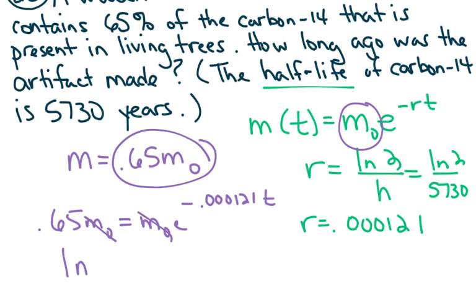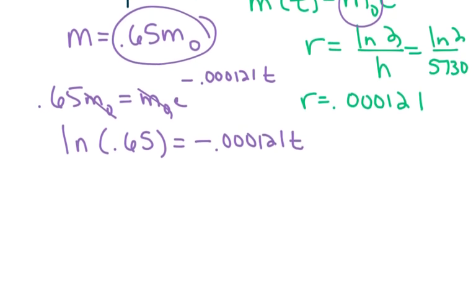I can natural log the other side. And then I'm going to take the natural log of 0.65 and divide it by negative 0.000121. And I'm going to find out that my object is approximately 3,560 years old.